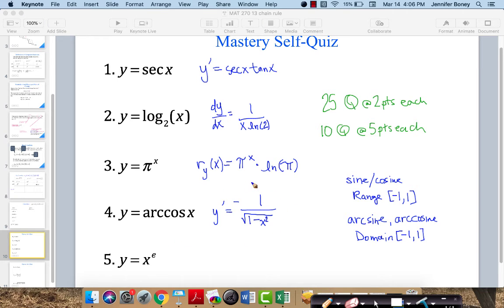In any case, I hope that's a 1 minus x squared on these. On the arc secant and arc cosecant, you have x squared minus 1. Those are the reciprocals of sine and cosine, so they're the opposite setup.